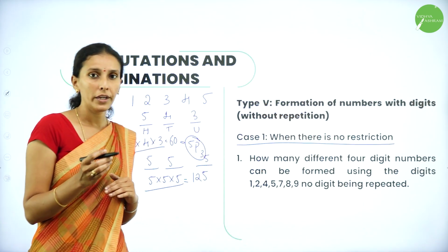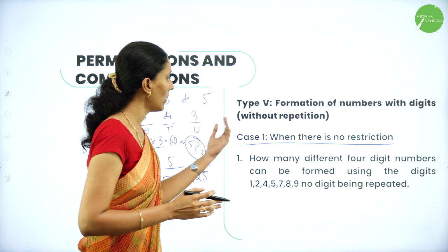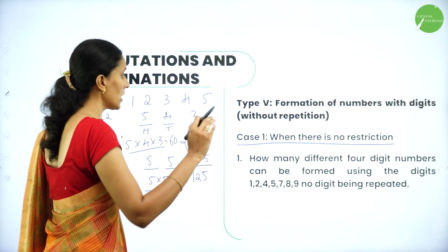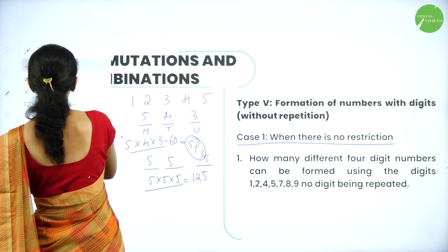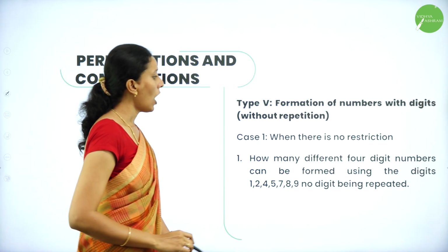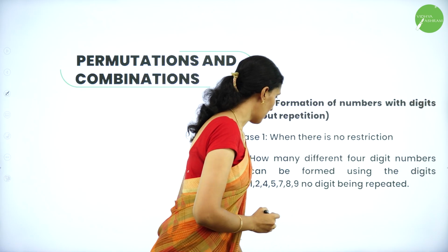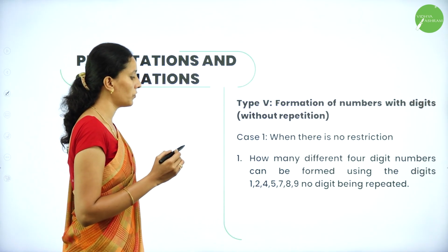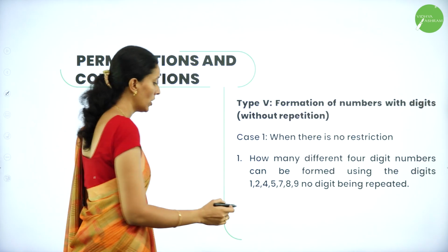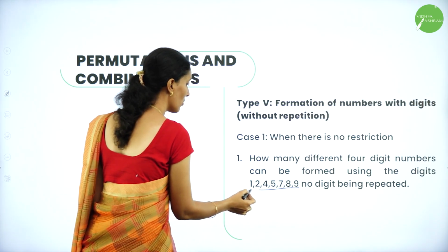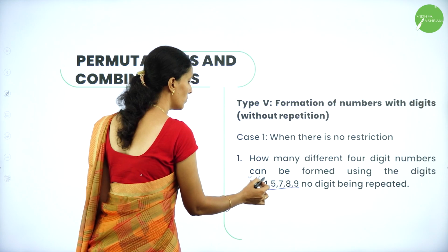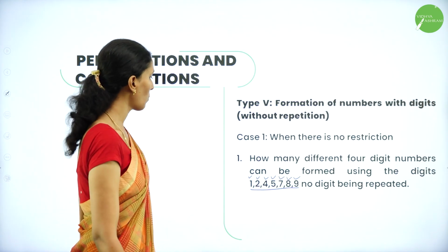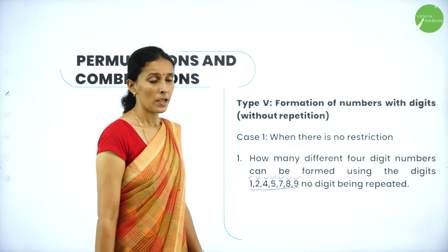Let me tell you now what we mean by restriction. Before going to the restriction for the digits, let me take case 1, when there is no restriction. How many different 4-digit numbers can be formed using the digits 1, 2, 4, 5, 7, 8, 9? How many digits do we have here? Just look at it: 1, 2, 3, 4, 5, 6, 7. 7 different digits.